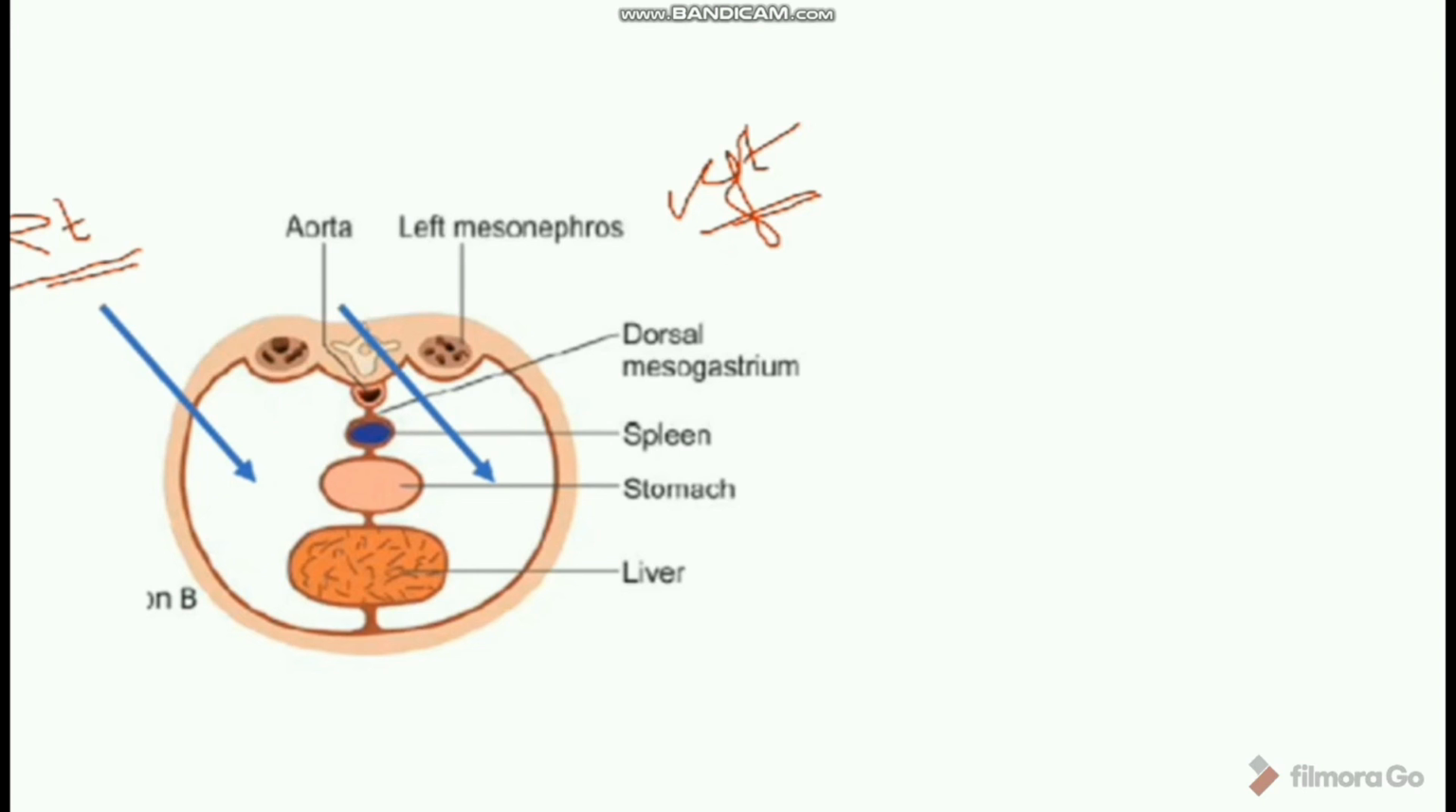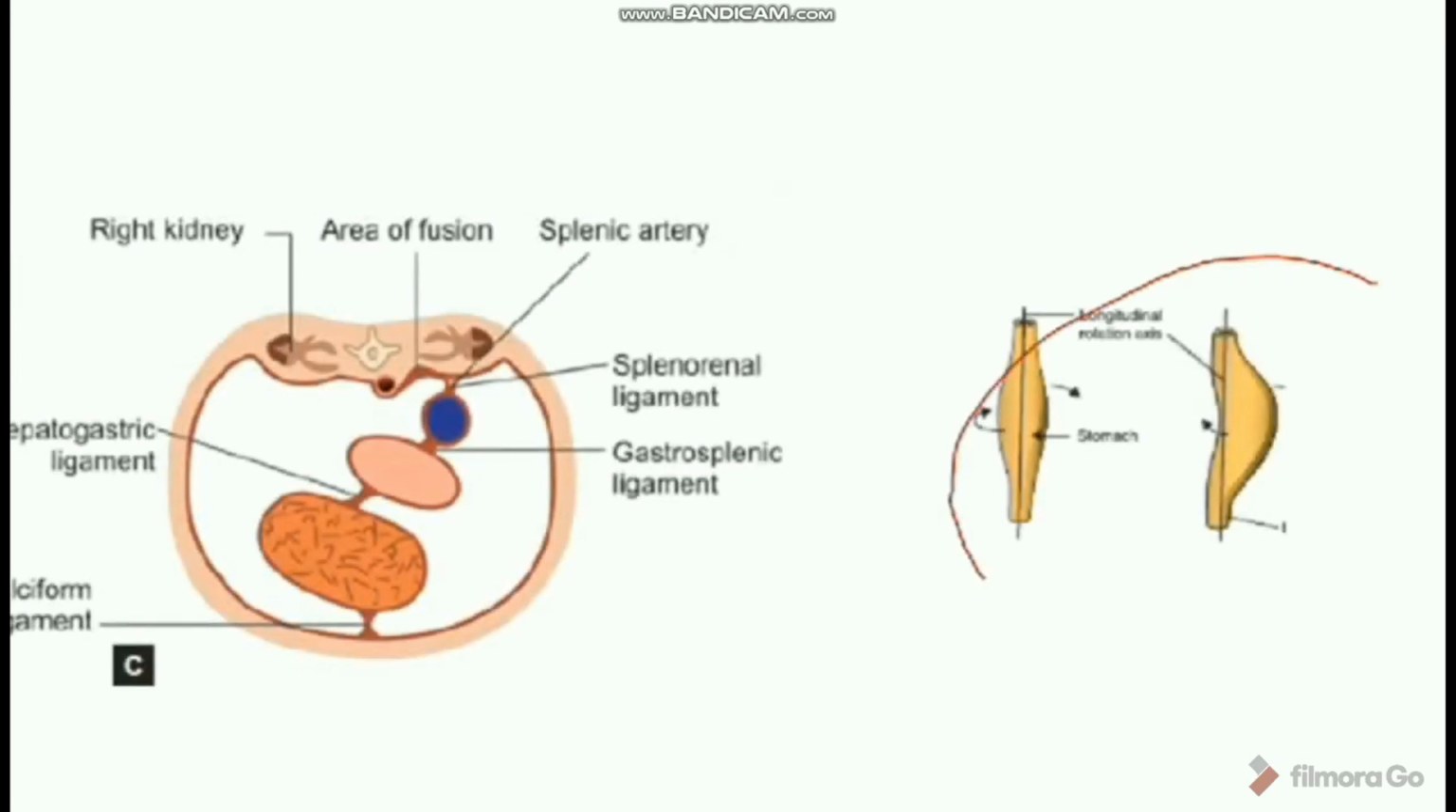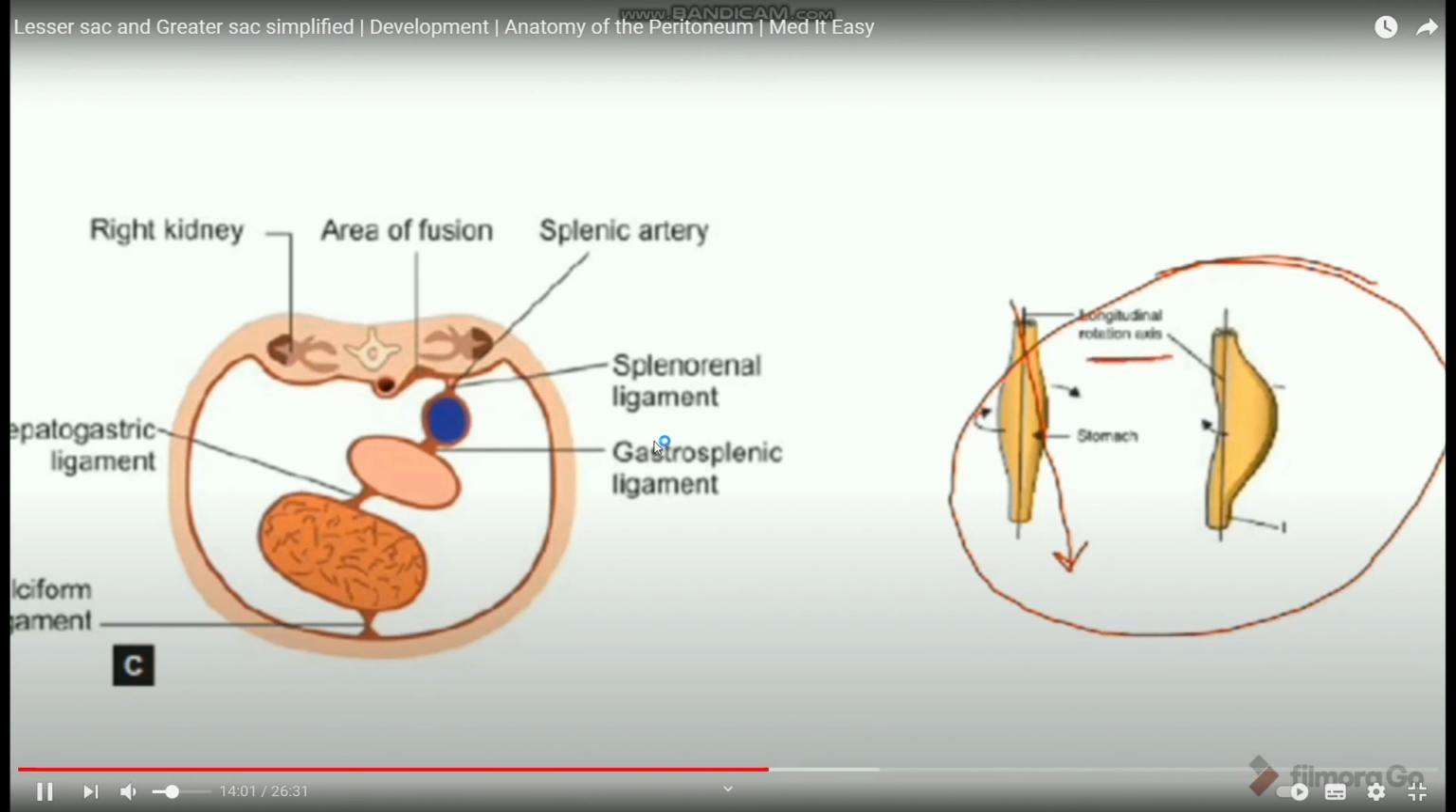Okay, now let's see what happens next. Now look at this diagram in here. The stomach tube undergoes many rotations to finally come to the adult position in your body. So this tube doesn't stay as it is. First of all, it rotates along a longitudinal axis about 90 degrees.